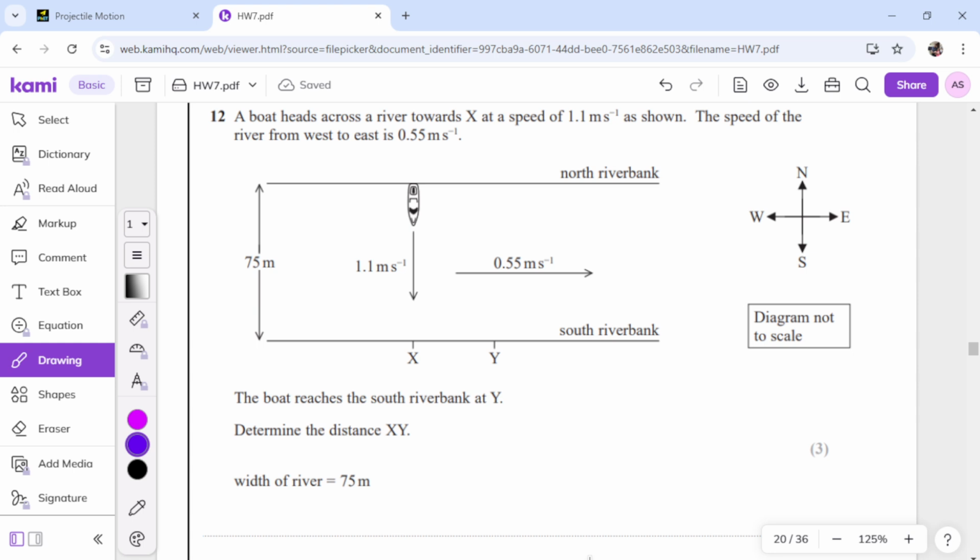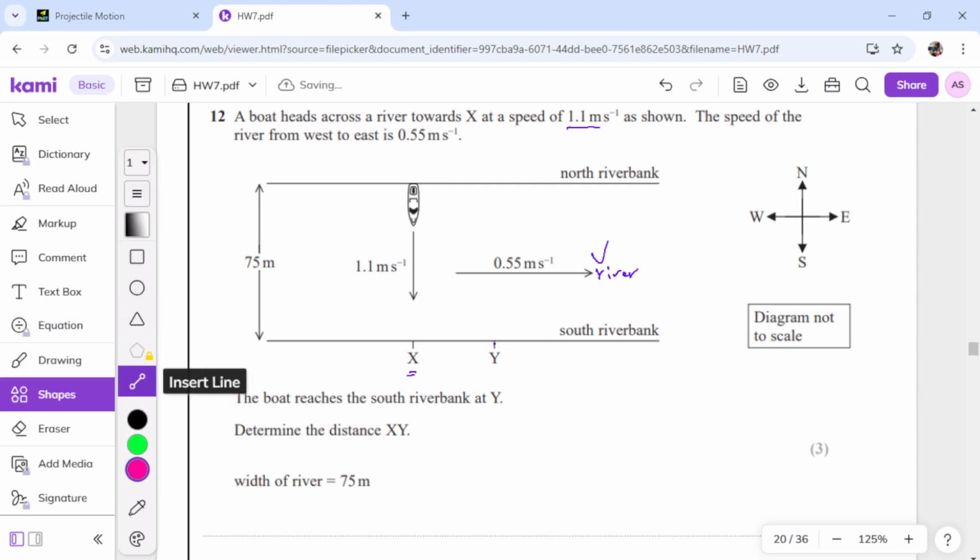A boat heads across a river toward X. So this boat is moving toward X at a speed of 1.1. As shown, the speed of the river from west to east is given, so this is the speed of the river. Now the boat reaches the south river bank at Y. It means the boat, instead of moving in a straight line, due to the river velocity or river speed, moves in this direction.